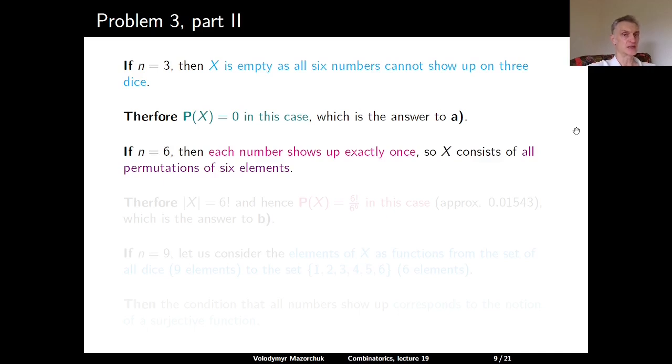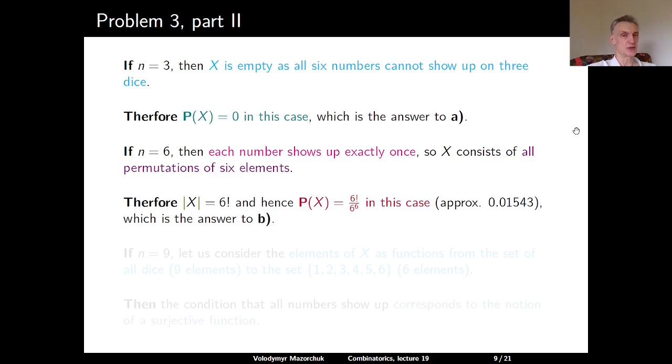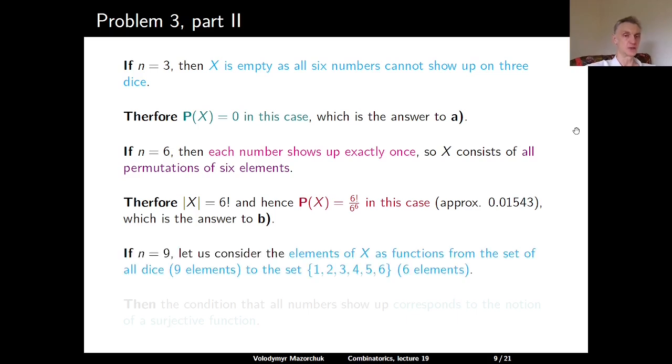If n is equal to 6, then each number shows up exactly once, so x consists of all permutations of 6 elements. So we just need to find out on which dice each number shows up. So the cardinality of x is 6 factorial, so the probability of x is 6 factorial divided by 6 to the power 6. This is the answer to problem B. One can note that this is approximately 0.01543.